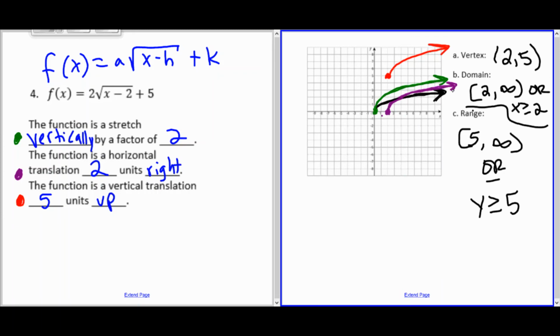And then my final resting spot for my function is 5 units up. So this is my red graph. So my red graph is my answer. So these other 3 just help me get to that red part.